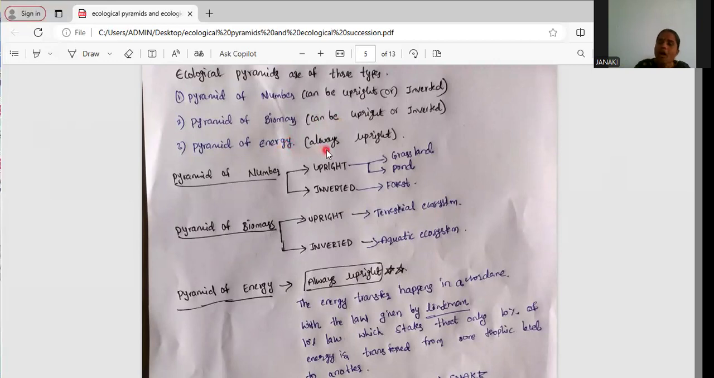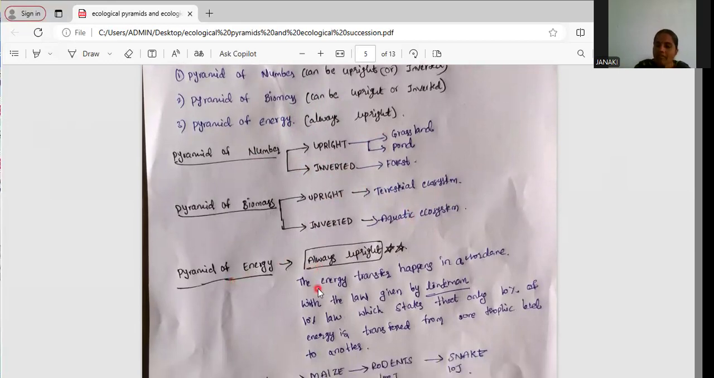Pyramid of energy is always upright. Pyramid of numbers: for example, grassland is upright, and forest is inverted. Pyramid of biomass: upright in the terrestrial ecosystem, and inverted in the aquatic ecosystem. Take any examples. Pyramid of energy is always upright.